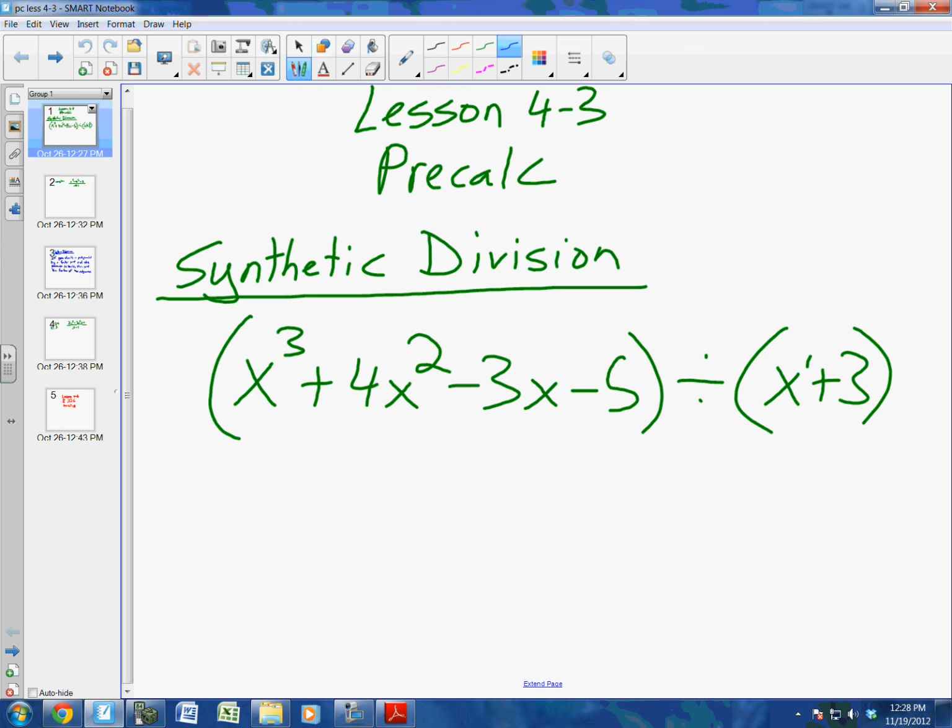So you can't do it if this would have been x squared plus 3 or x cubed plus 3. You have to use long division. Okay, this is what we're going to do. To set up synthetic division, we make this thing right here. What number goes out here? No, it's just a single number. Not 3. Not 1.